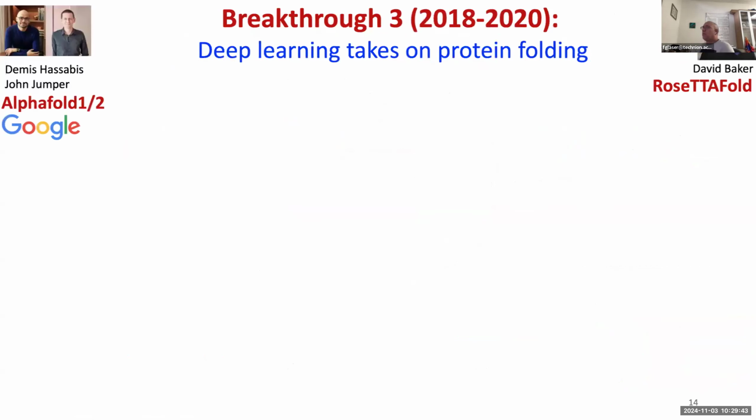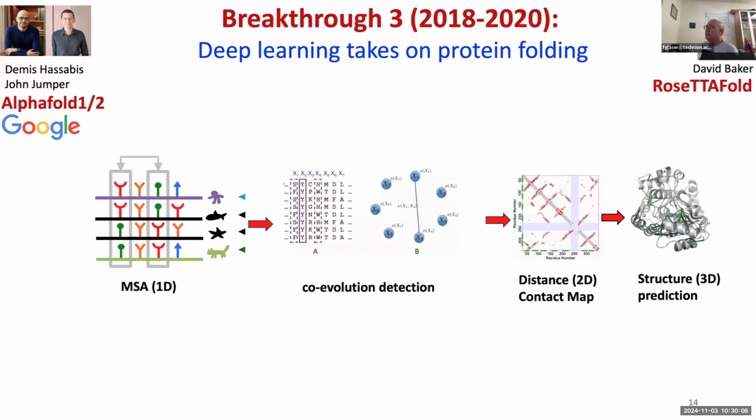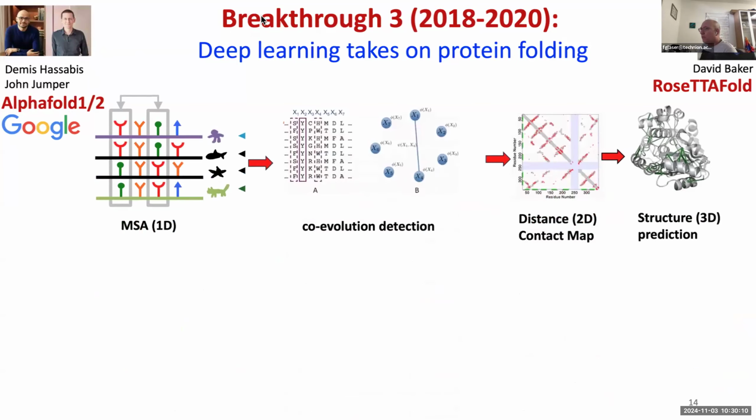So the breakthrough number 3, and the most recent breakthrough, was done by Hassabis and Jumper. Here they enter into the game with AlphaFold 1 and AlphaFold 2, which, as described before, use deep learning in protein folding. Why? Because it's very effective. It's a very good method that is able to find very little pieces of information from very large data, exactly as I explained before.